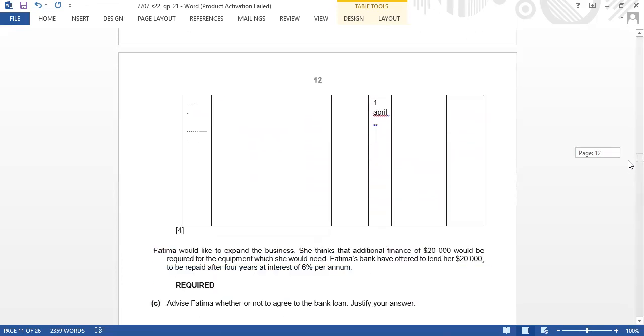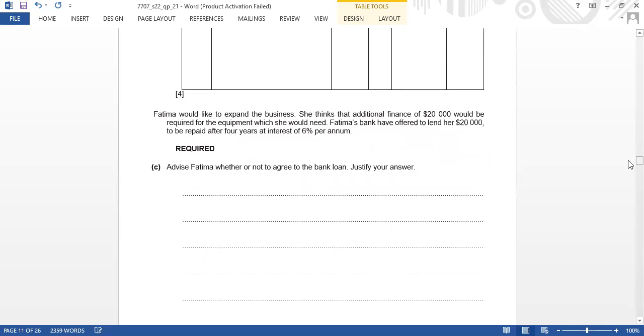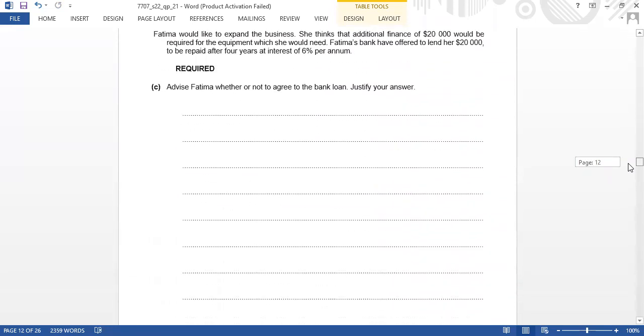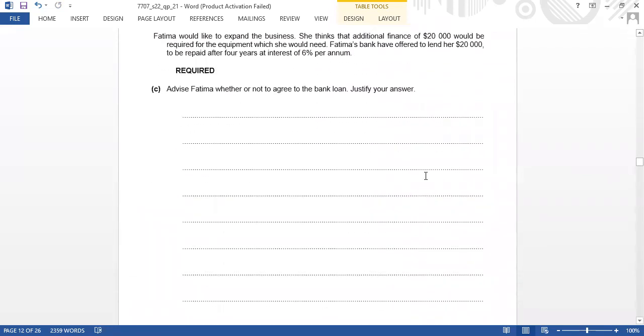Now moving towards part C. Fatma would like to expand the business. She thinks that additional finance of 20,000 would be required for the equipment which she would need. Fatma's bank have offered to lend her 20,000 to be repaid after 4 years at interest of 6% per annum. Requirement: advise Fatma whether or not to agree to the bank loan. Justify your answer. It is 5 marks. So we have two marks for whether to take the bank loan, 2 marks against the bank loan, and 1 mark for the evaluation.